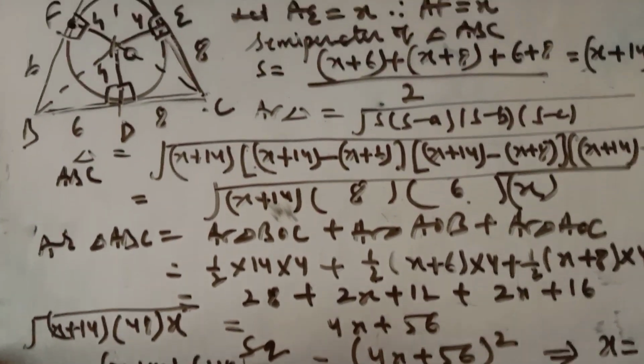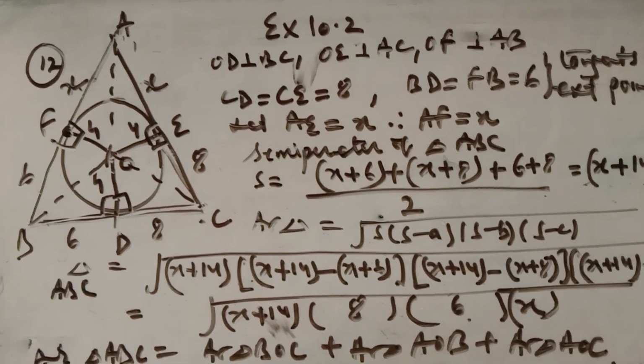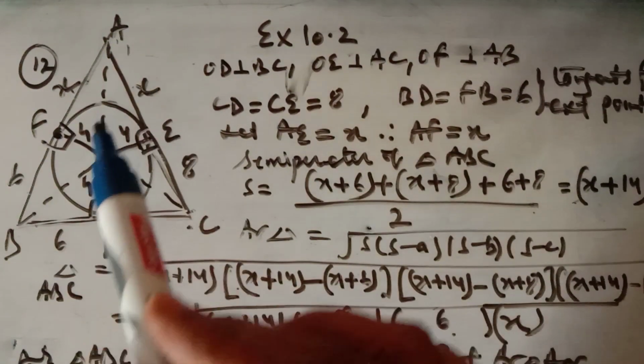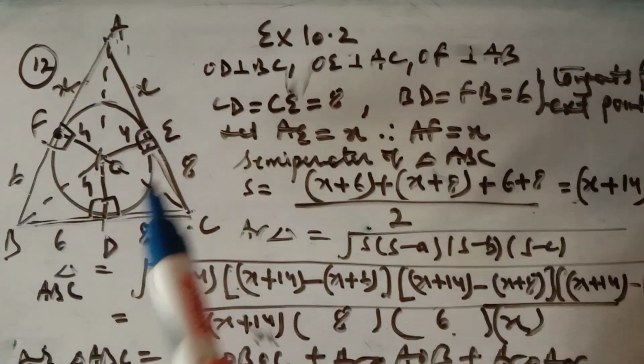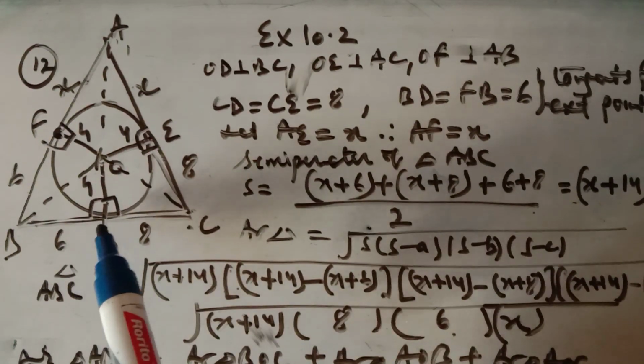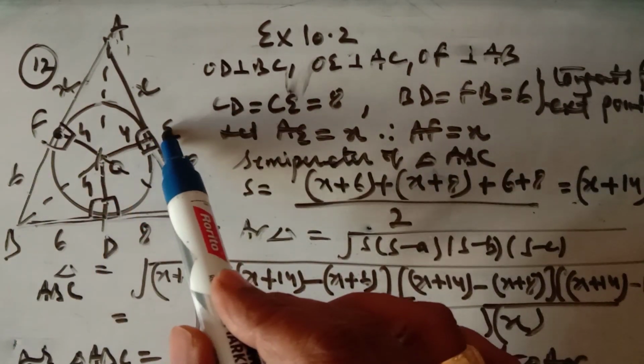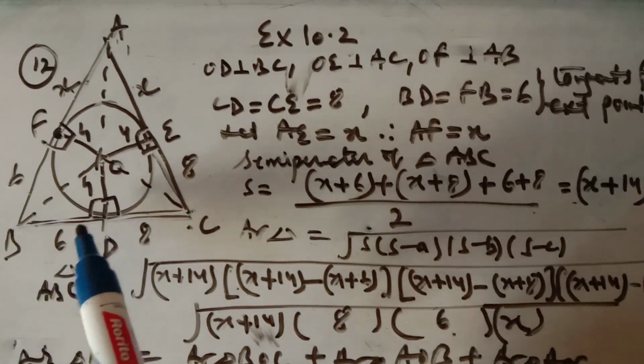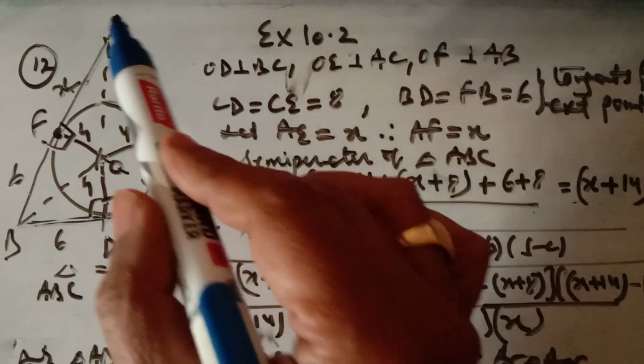So this is the very lengthy solution of this question number 12 of the exercise 10.2, where it says that there is a triangle ABC which is circumscribing a circle touching the side BC at D, and I have labelled the other touching points as E and F, and the radius of this circle is 4. You have to find this AC and AB.